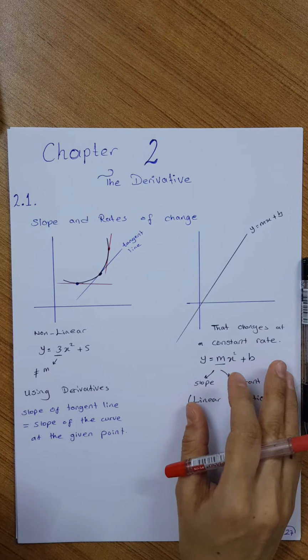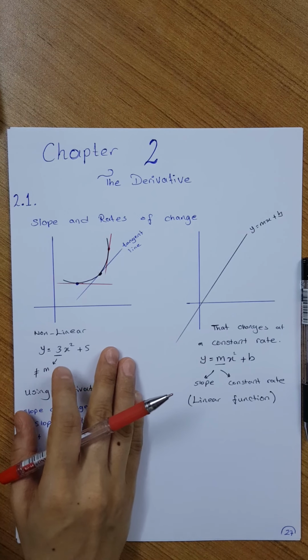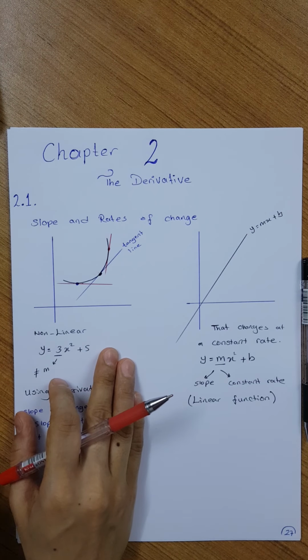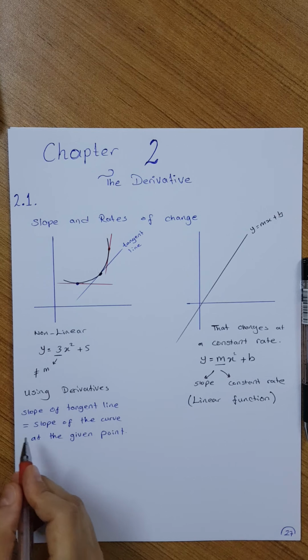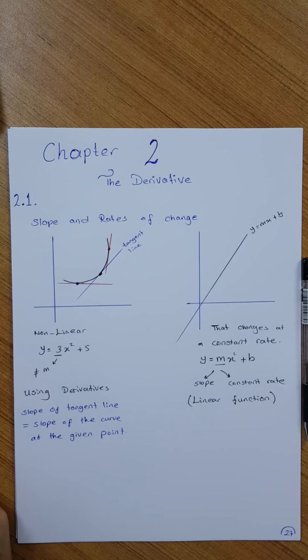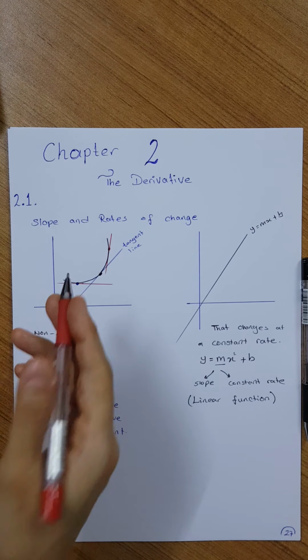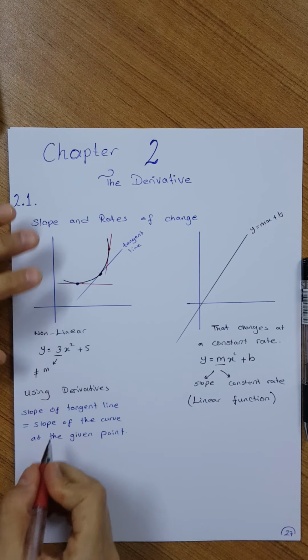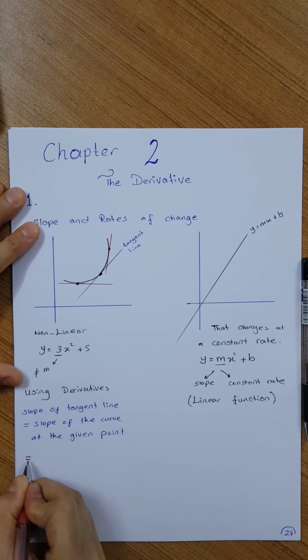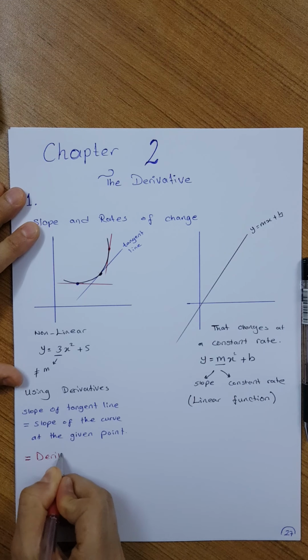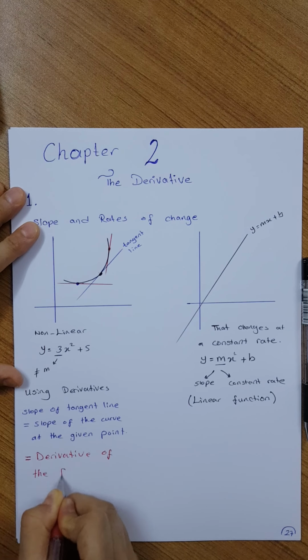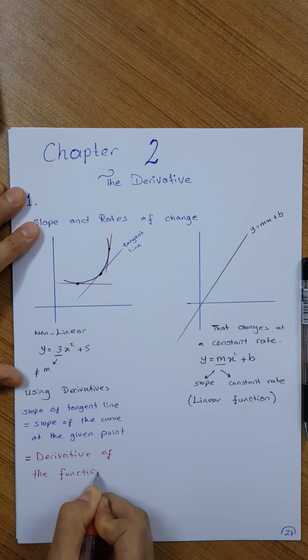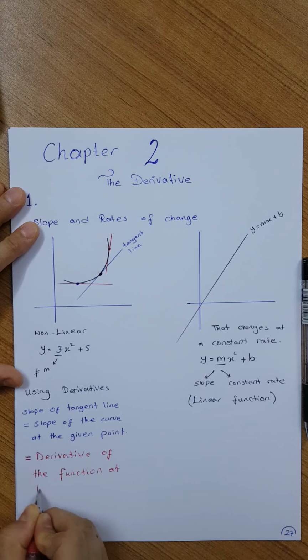We have got in the first chapter linear functions. In the second chapter, we are talking about finding slope of nonlinear functions, in which we are using derivatives. When we say find the slope of that curve at that given point, that means we are finding slope. Okay, so that is equal to the derivative of the function at the given point.